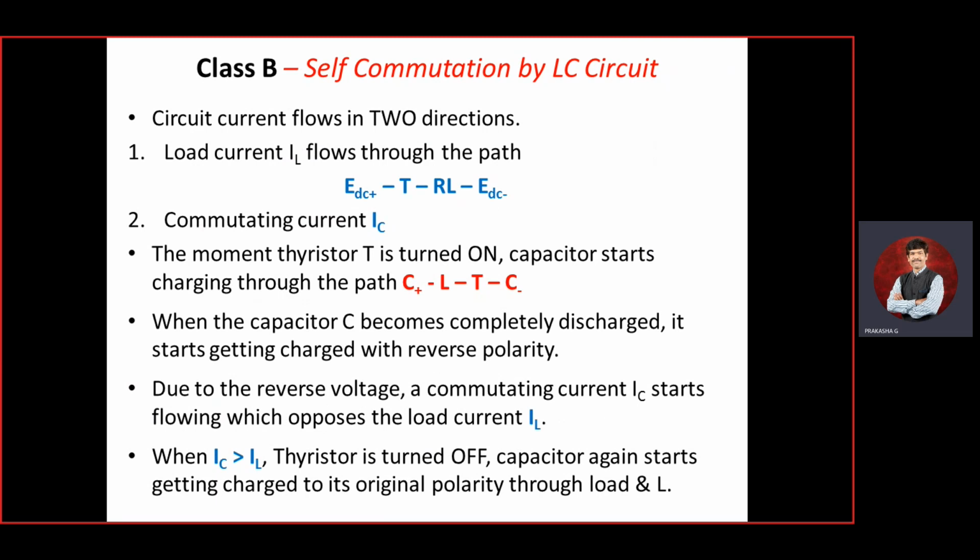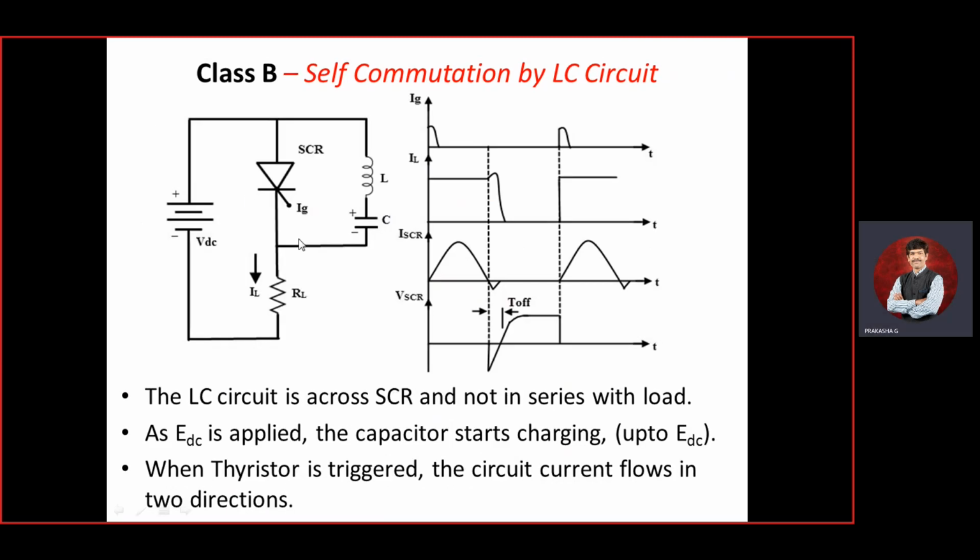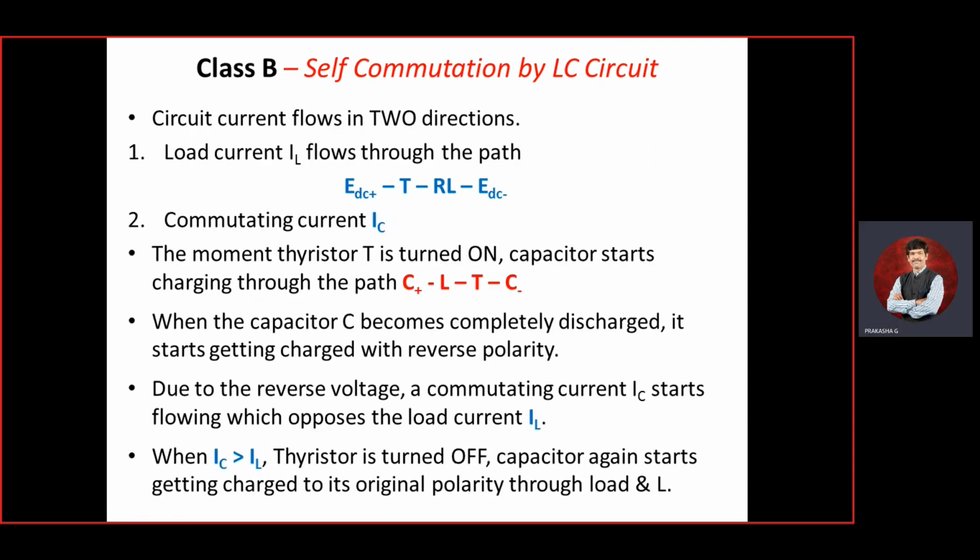If IC is greater than IL, assume the capacitor current is greater than IL, the thyristor is turned off. This is IC, this is IL, and IC is more than IL. The reverse current itself makes the thyristor turn off, and it becomes an open circuit. So when IC is greater than IL, the thyristor is turned off. Once the thyristor is turned off, once again the current flows through the capacitor.